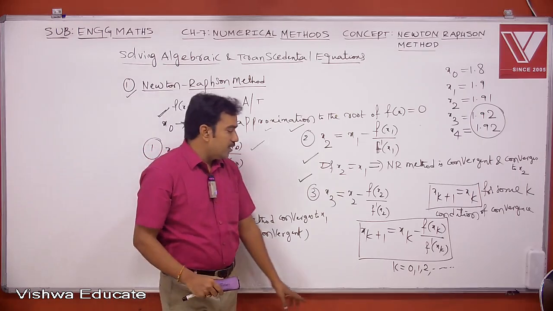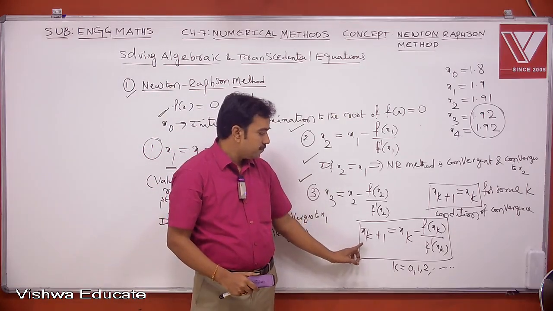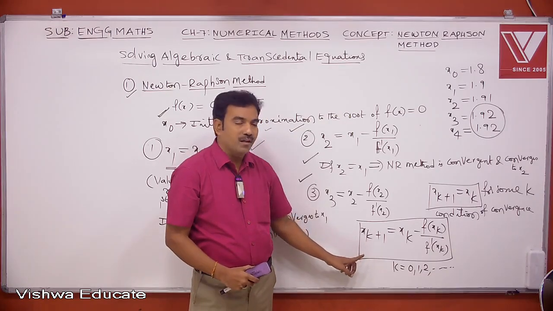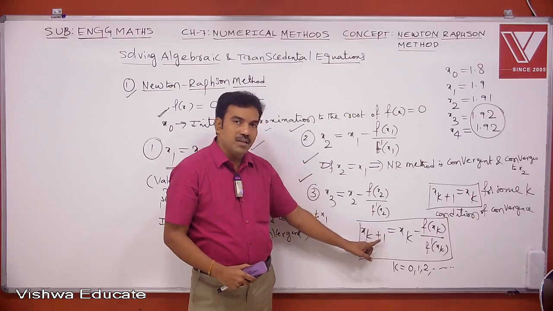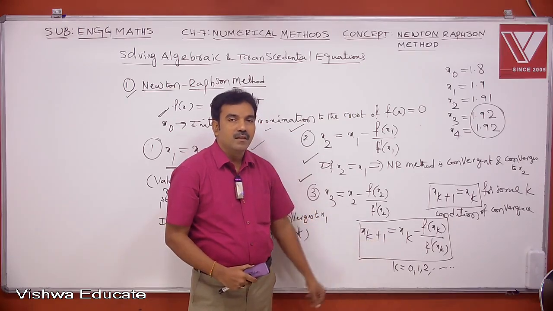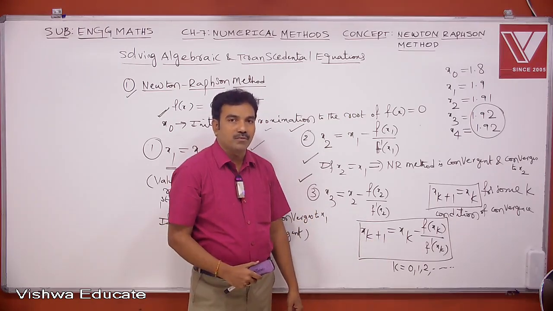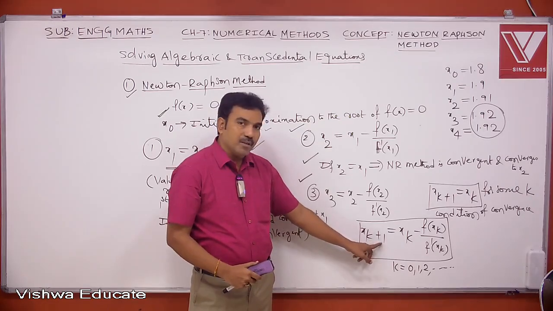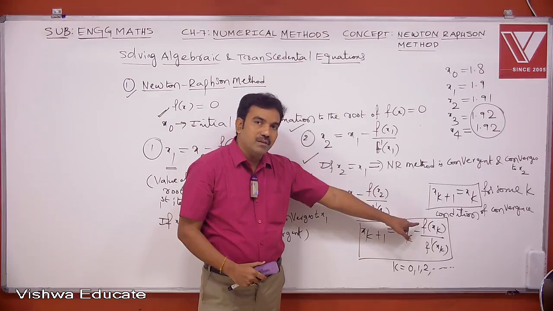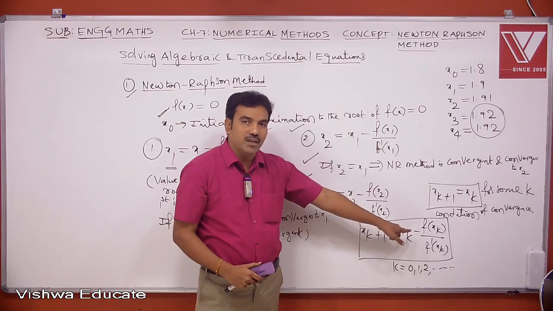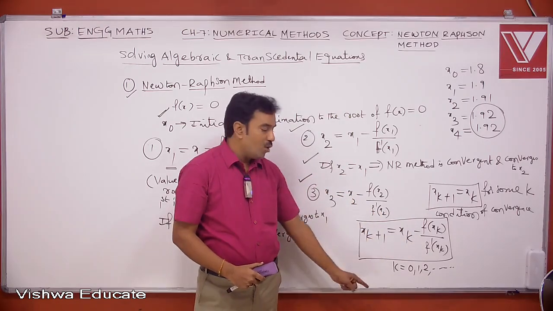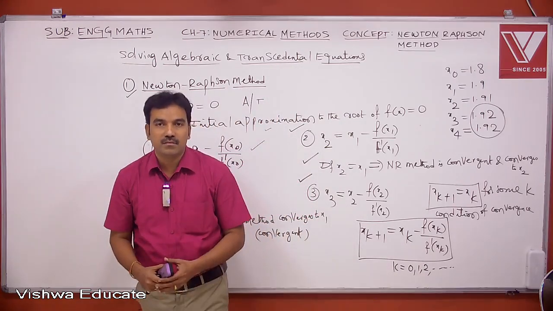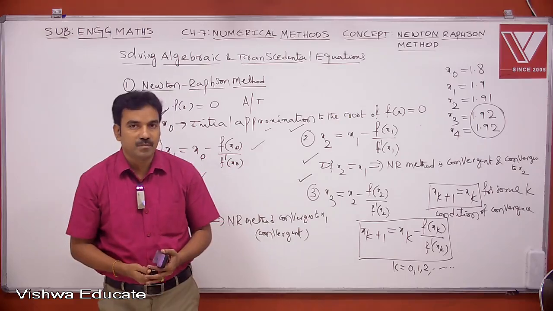Therefore, the general Newton-Raphson formula in the k plus 1th iteration is given by xk plus 1 equal to xk minus f of xk by f dash of xk. Highlight this formula, where k equal to 0, 1, 2, 3 and so on.